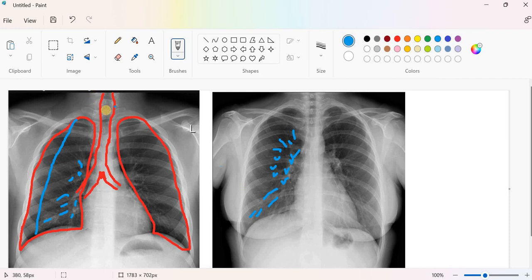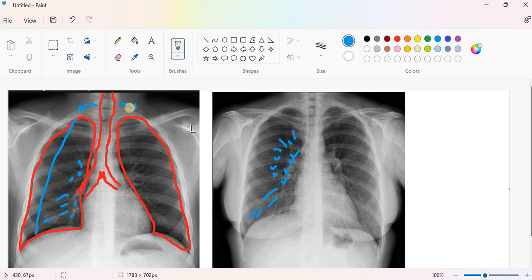Of course, the trachea should be central with slight tilt to the right, as you see here. If it is extremely shifted, whether extremely to the right or extremely to the left, this is abnormality. We'll discuss later. The following point is B.